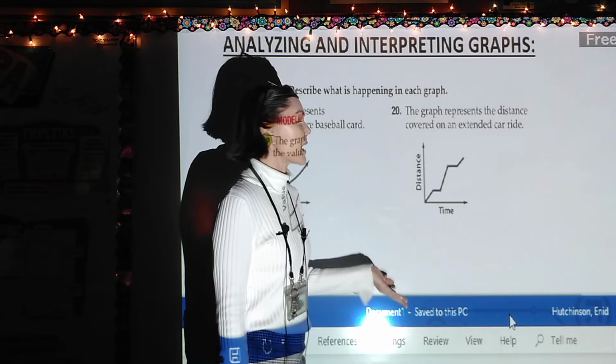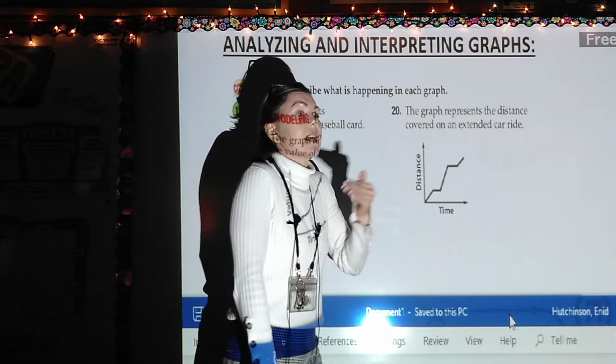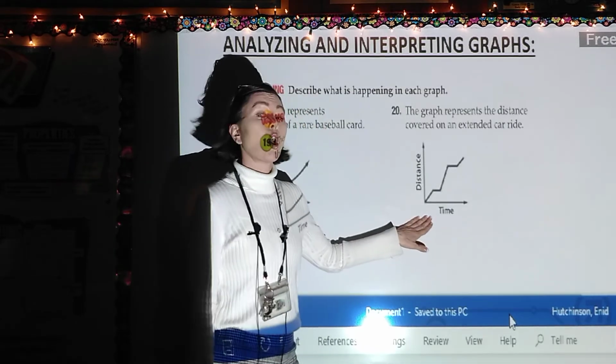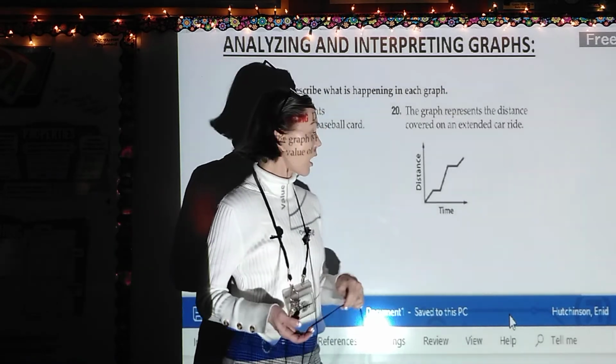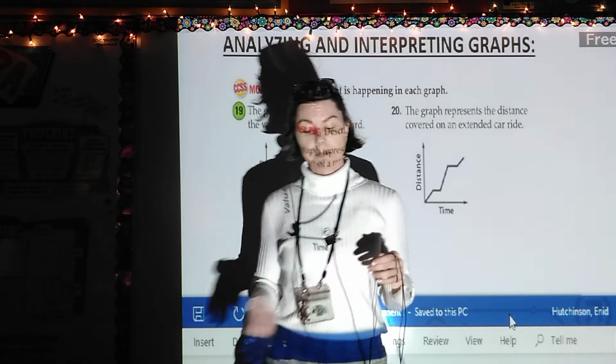It's just basically asking you to describe or make sense of, okay, what you see in the graph, analyzing and interpreting graphs. That's one part of your assignment. Okay, next.